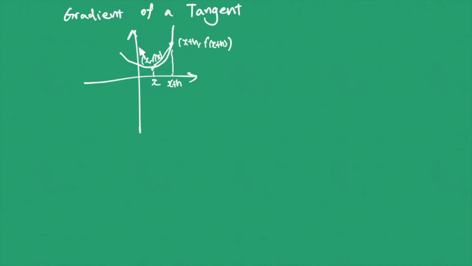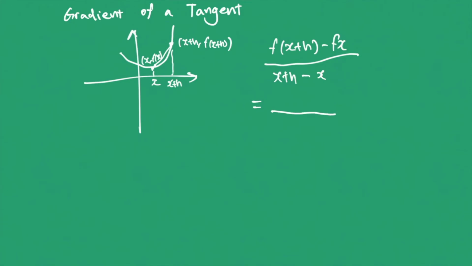If we want to find out the gradient of this secant, we have to subtract the first y value by the second, and divide by the first x value minus the second x value. And if we simplify this, we will get f(x plus h) minus f(x) over h. So that's the gradient of the secant.